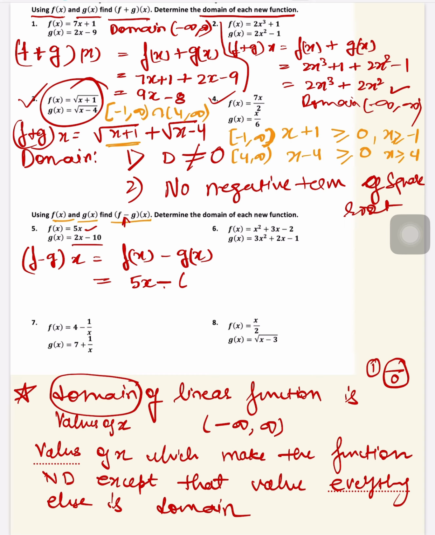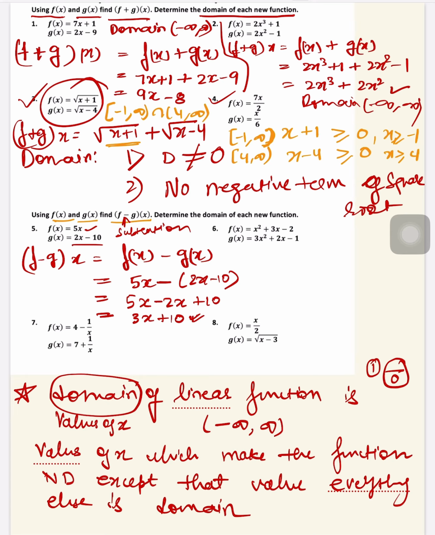So I write f(x) and then I put the negative sign because there is a subtraction, correct? And then we plug in the value of g(x), which is 2x minus 10. First function f(x), second function g(x), subtraction, so f(x) minus parenthesis 2x minus 10. Because now the sign changes, no? Negative multiplied by positive 2x gives you negative 2x, and negative multiplied by negative 10 gives you positive 10. And then 5x minus 2x gives you 3x plus 10. So this is the new function f minus g(x), correct?